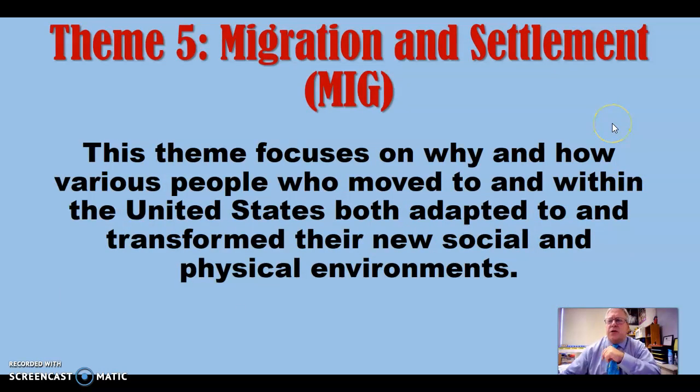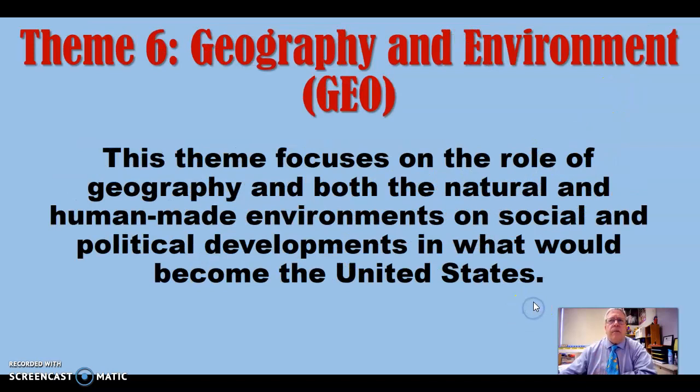The next one is migration and settlement. This theme focuses on why and how various people who moved to the country, and within the United States, both adapted to and transformed their new social and physical environments. This will be a big part of, obviously, urbanization, and settling the West. All these things play a role with the migration within the United States, not necessarily focusing here too much on immigration to the United States.